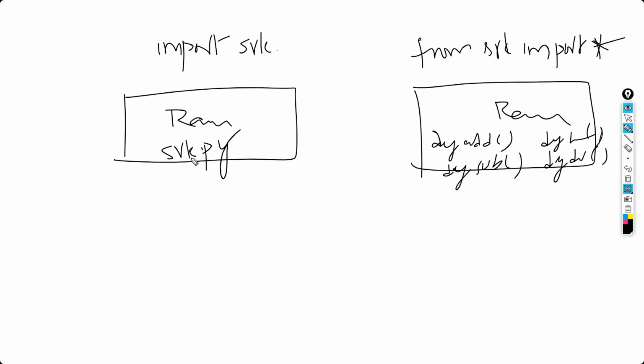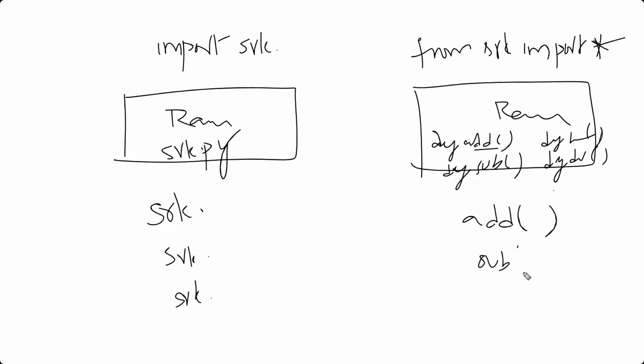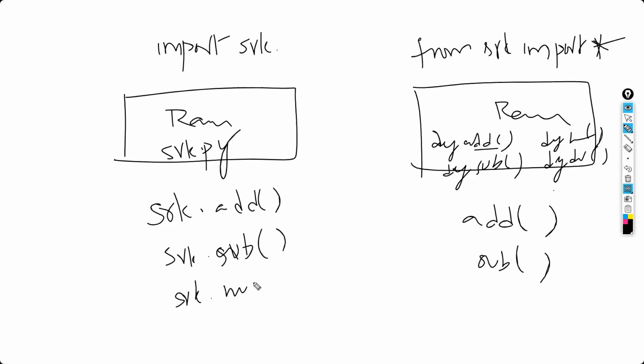Now, in this one, we have to use srk dot every time, srk dot, srk dot. For each and everything, we have to use srk dot. But in this one, we need not use anything. Directly, we can use the function name only, add of, sub of, like this. But here you have to use srk dot add, srk dot sub, srk dot mul. And here you are going to use mul directly. That is the difference. Is the point clear now, everyone?